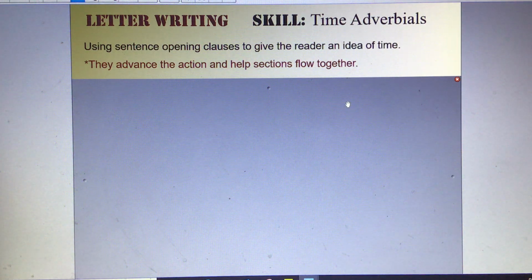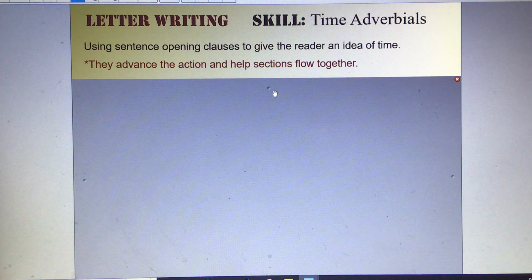The skill I want to focus on today is something that we call time adverbials. They're a way of using a sentence opening to give the reader an idea of time. They're important in moving the action on in your writing, and they link sections together as well to help your writing really flow in that kind of mature style.